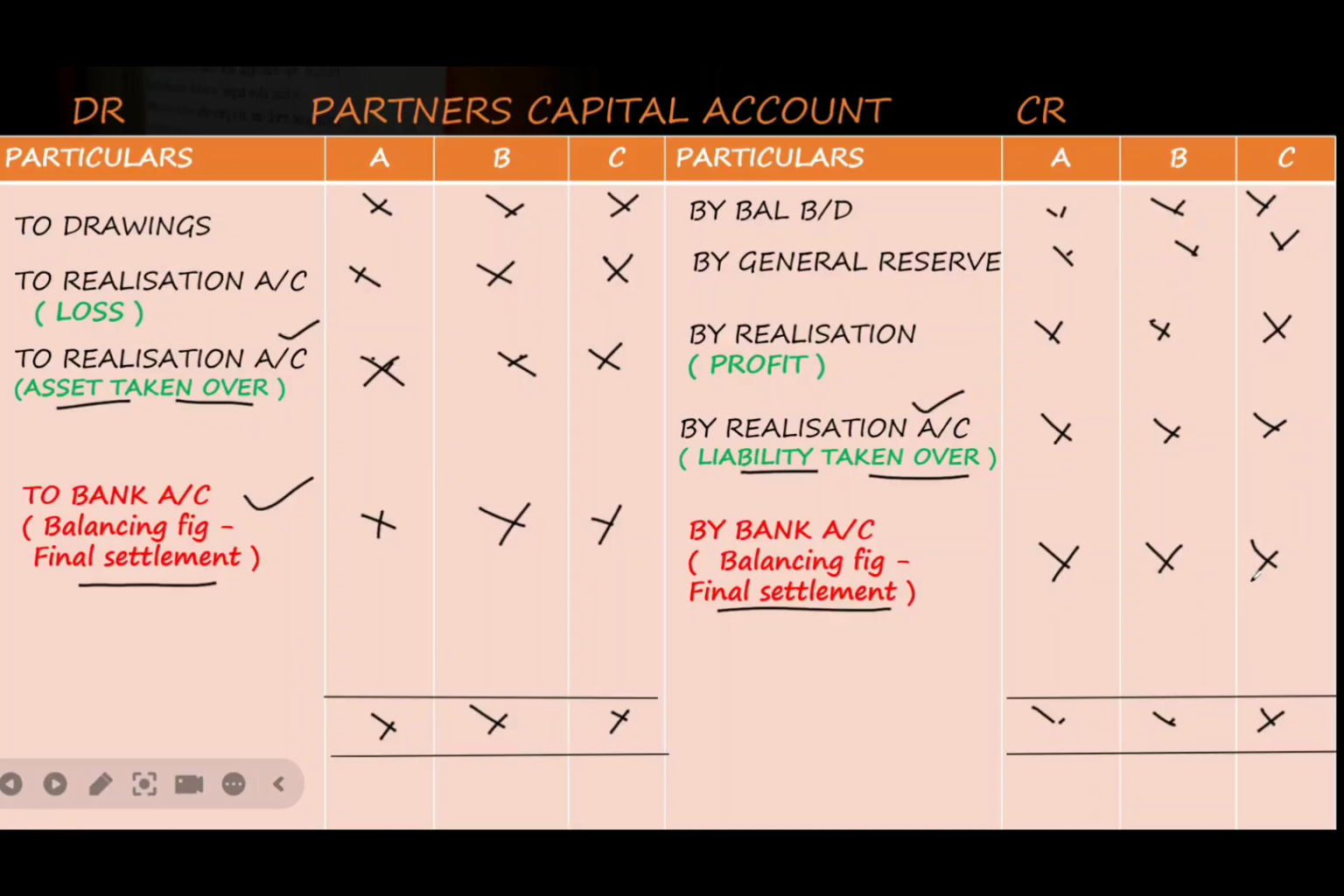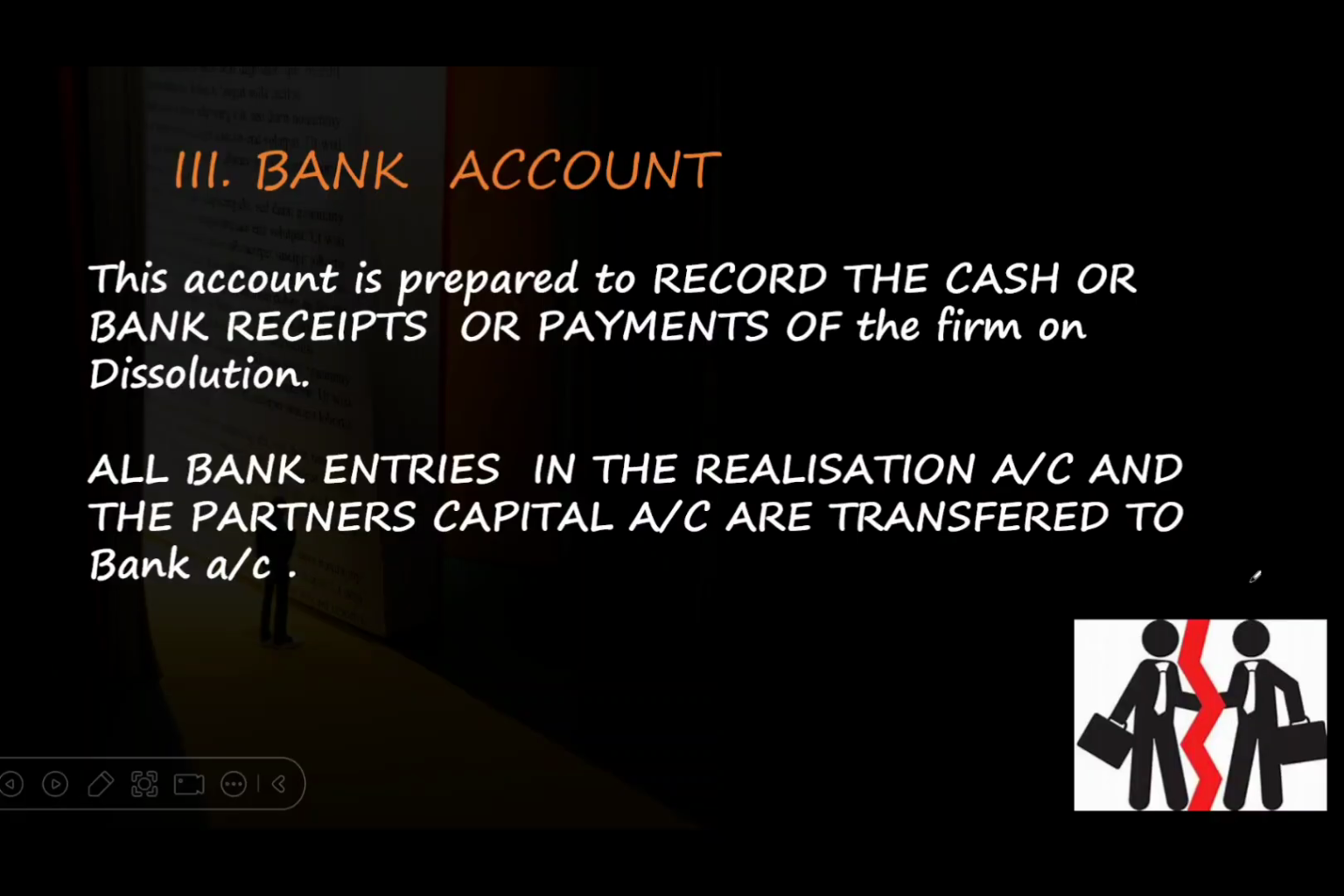Now, once we have prepared partners capital account, next we have to move on to the bank account, the final account that we have to prepare. It is to record the cash or bank receipts or payments of the firm on dissolution. So all bank entries in the realization account and the partners capital account are to be transferred to the bank account. So in the bank account, we record all the receipts and the payments made in the firm at the time of dissolution. So this is the format of the bank account.